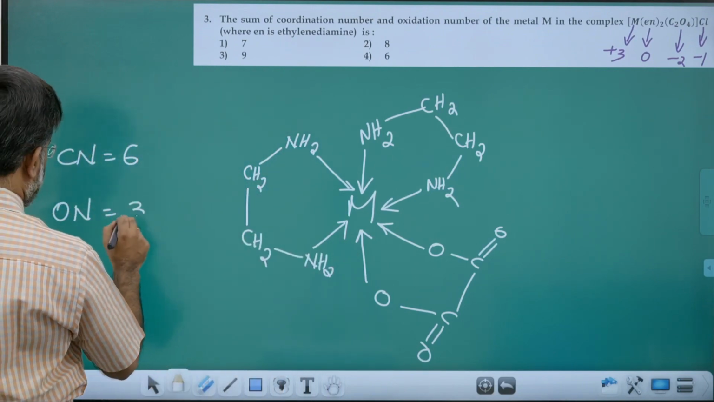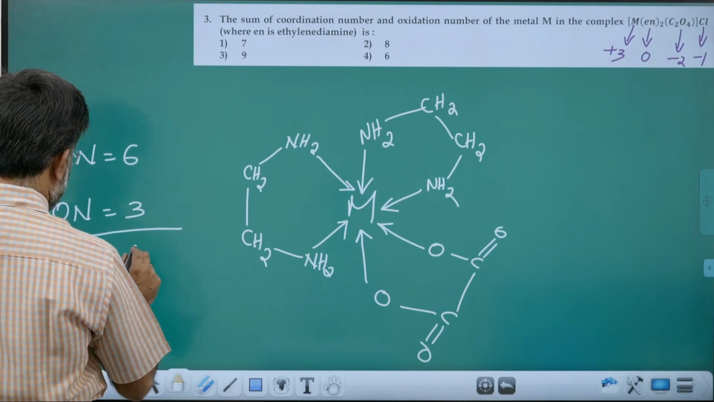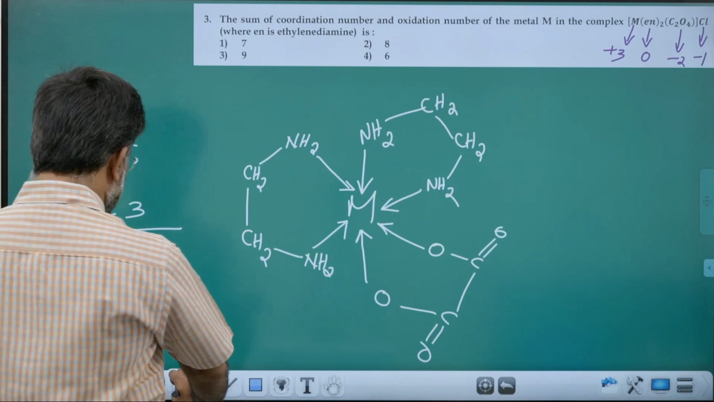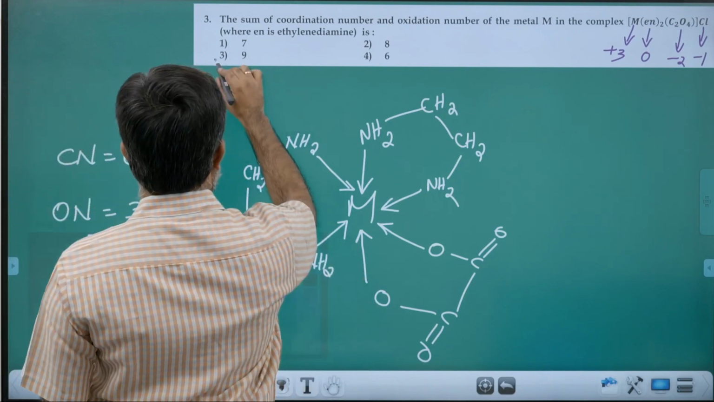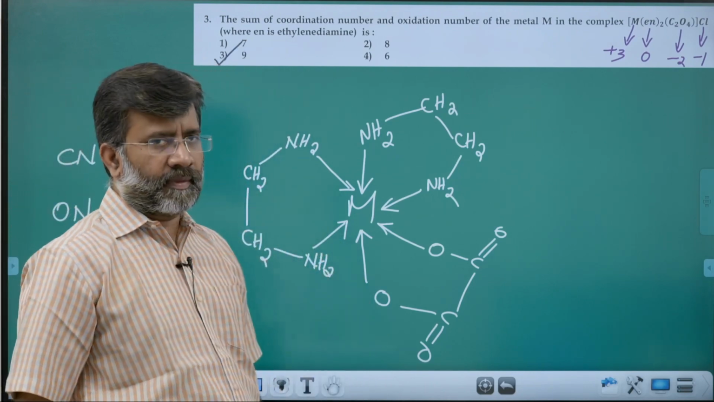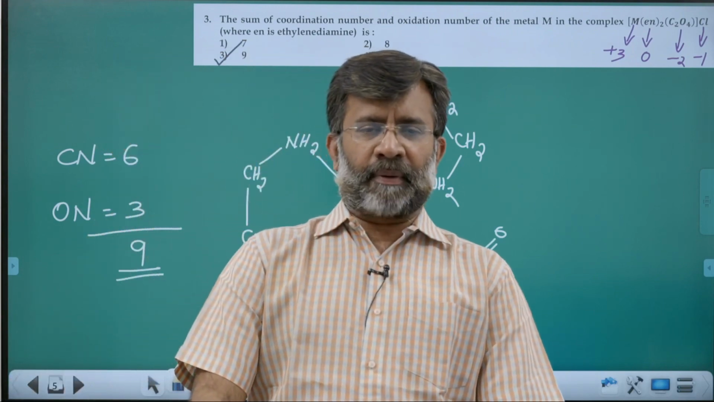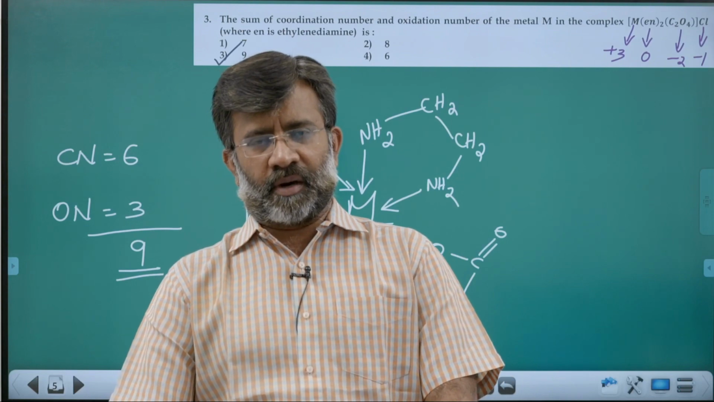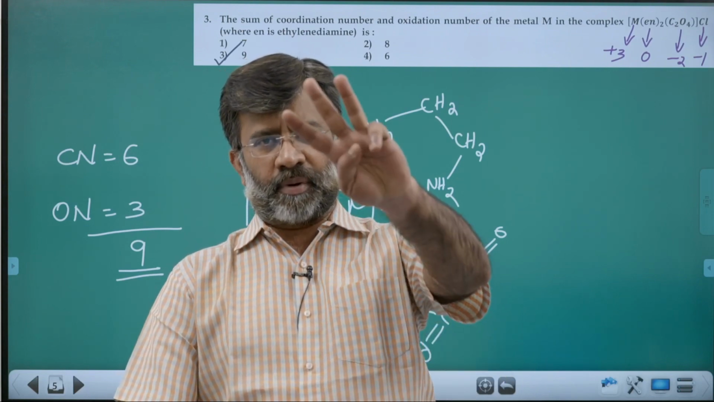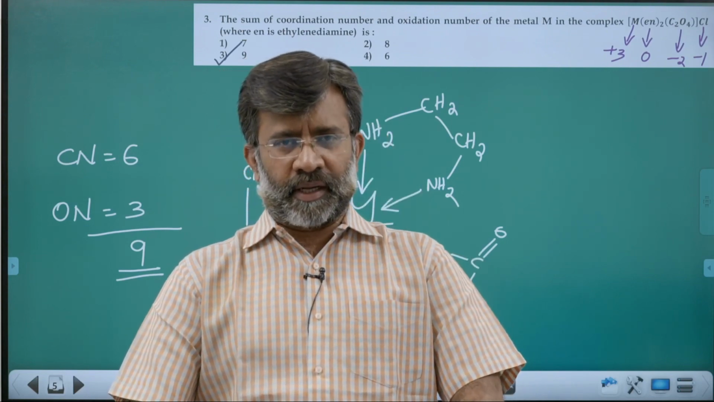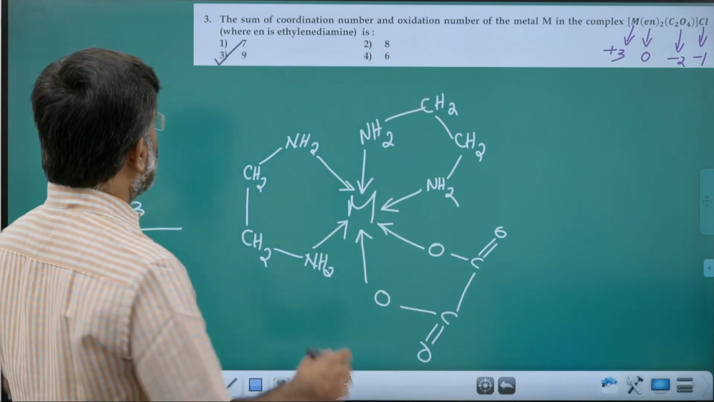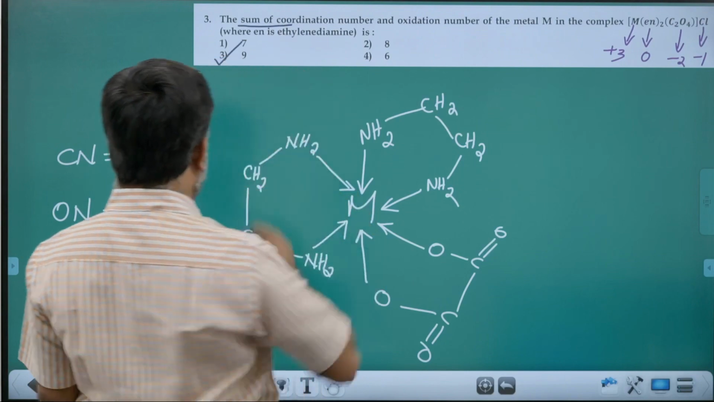Oxidation number is +3 and coordination number is 6, a total of 9, and the answer is the third choice. This is the correct answer. So, sum of primary and secondary valencies. Primary valency, that is oxidation number, you can easily evaluate as +3, while coordination number is 6. 9 is the answer. Okay. We want the sum of. Next.